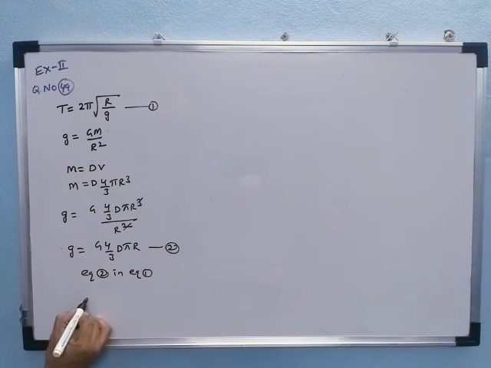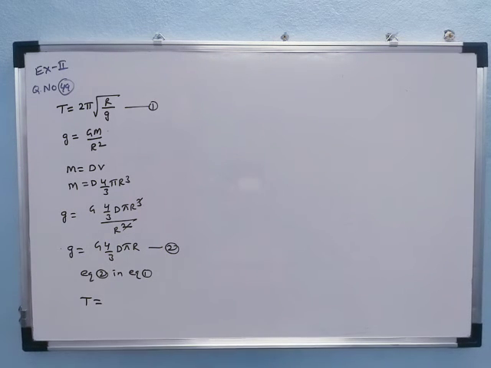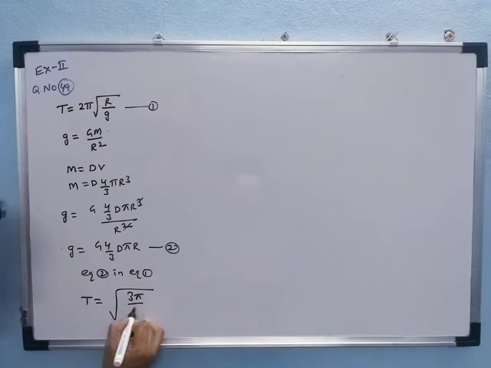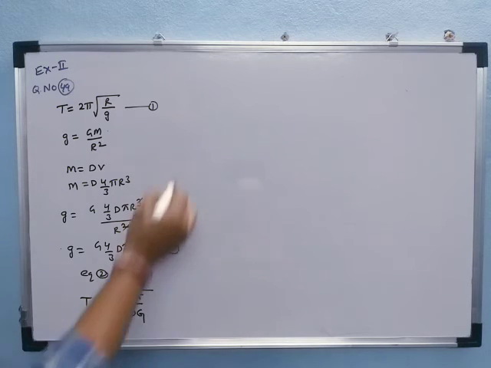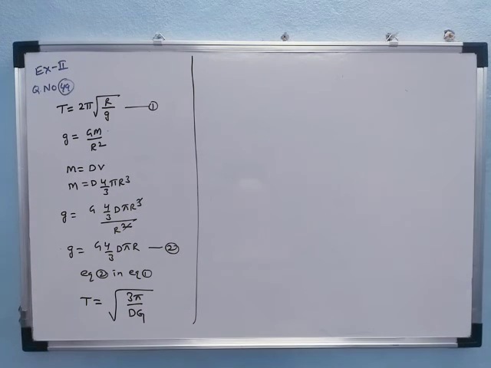So we get the time period t is equal to under root of 3 pi by d into G. D is nothing but the density, no? G is nothing but the universal gravitational constant. Next, see the question number 51.